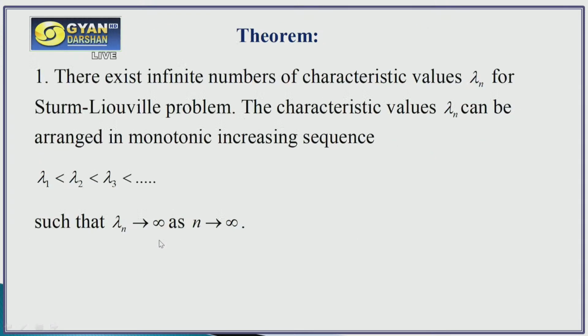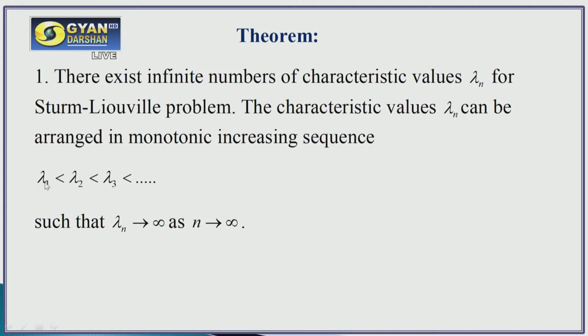Okay. Next, let's see an interesting theorem. This theorem basically has 3 interesting results. What does this theorem state? If you have a Sturm-Liouville boundary value problem, then there will always be an infinite number of characteristic values. Okay, that is one thing. Another is that this infinite number of characteristic values can be arranged so that they can be written in a monotonic increasing sequence.